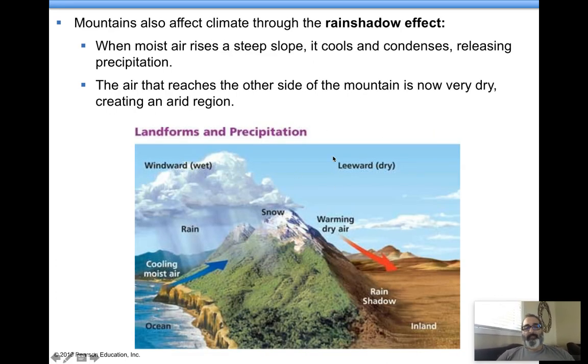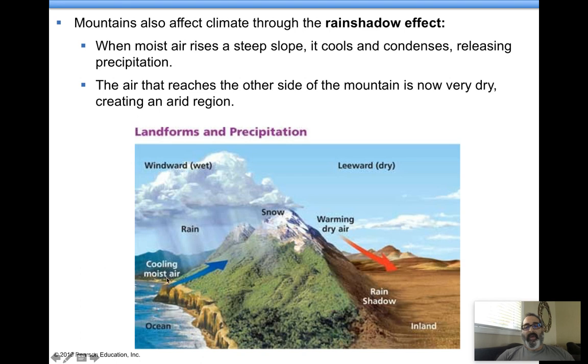So here's the deal. You need to know that the windward is the side that the wind is approaching, and the leeward side is the side that the wind is basically passing through. All right, so the windward would be the approaching wind. All right, here's a common thing you need to know. It's called the rain shadow effect.